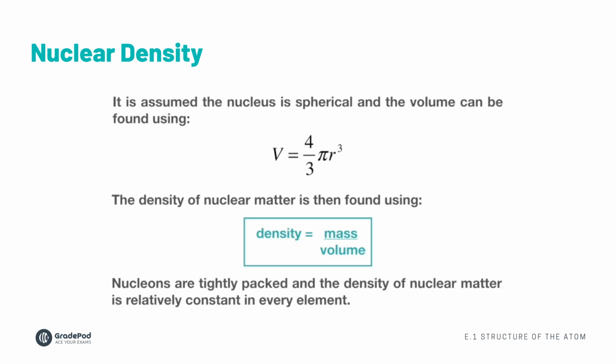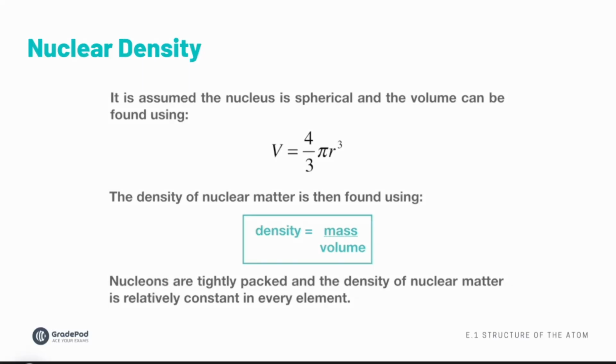And guess what? Scientists have done this. They've found the density of pretty much every nucleus available, and they've found that the density of nuclear matter is pretty much constant in every element. I've just made the statement that the density of all nuclei is constant. How can I make that statement? Well, let's have a look at some basic maths.